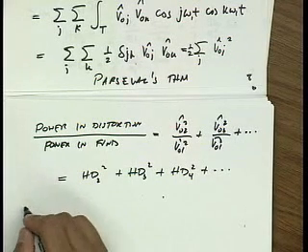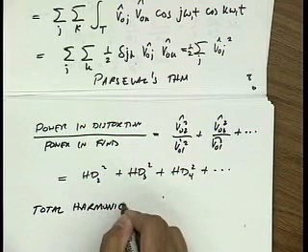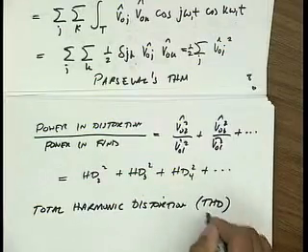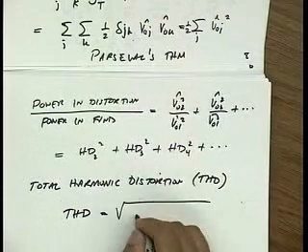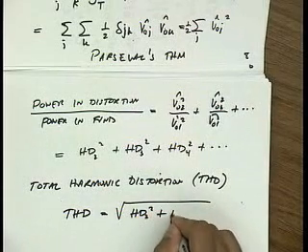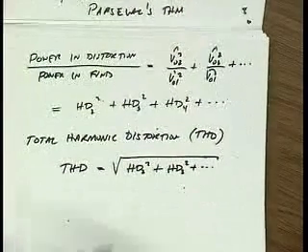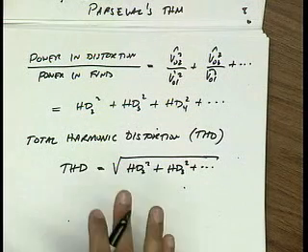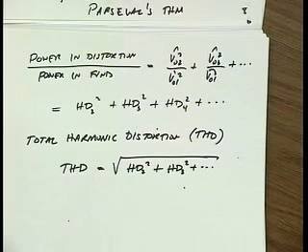Okay? So we define the total harmonic distortion, or the THD, as the square root of HD2 squared plus HD3 squared, and so on. So next time you go to a fancy hi-fi audio place and they tell you the THD is 2% or 0.1% if it's a fancy place, ask the guy, what does it really mean? You know, see if he knows Parseval's theorem.